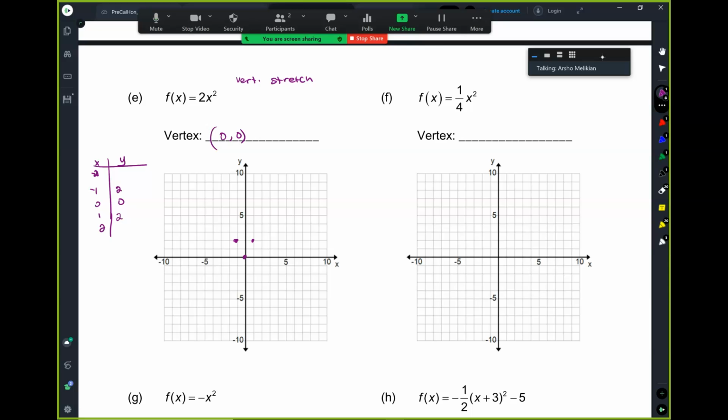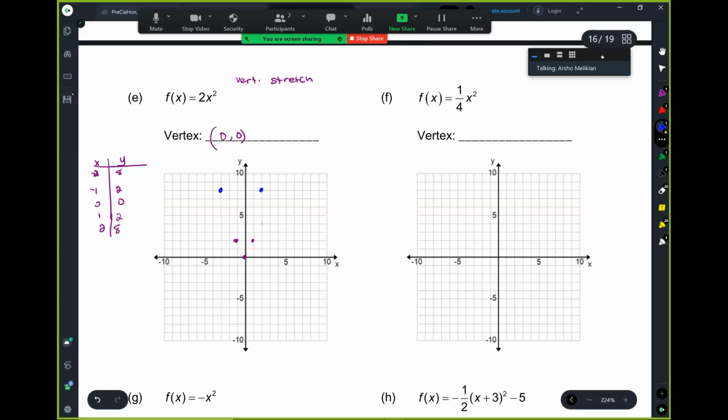Okay, so let's plug in the -2. What are you going to get? 8. And also for 2, you should get 8. What we had said before is if you go over 2, you should go up how much? 4. But now it's times 2, so you go up 8.